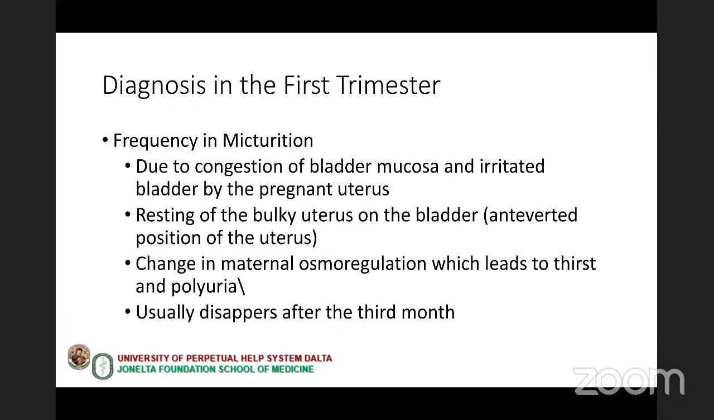So another mechanism would be the uterus rests on the bladder, especially if the position of the uterus is antiverted. Okay. Another reason would be the change in maternal osmoregulation, which leads to your polyuria and the like. This also disappears in the 12th week. Okay. So frequency and micturition more pronounced in the first trimester. We will see how it progresses in the second and third trimester in the latter stages.